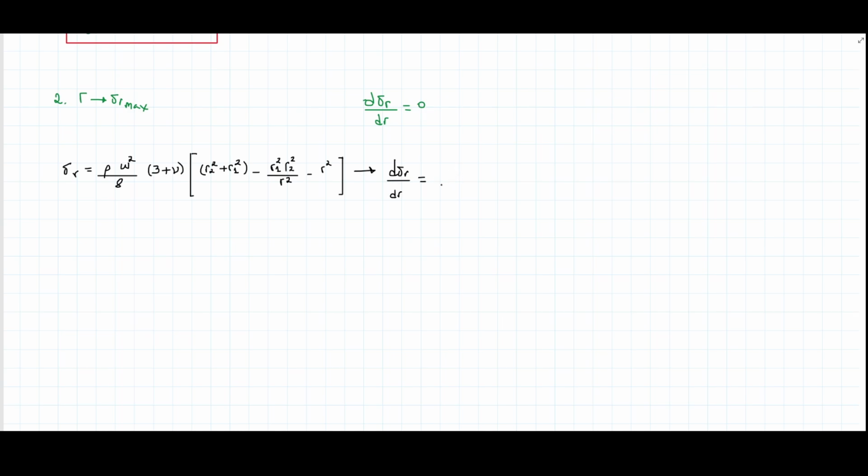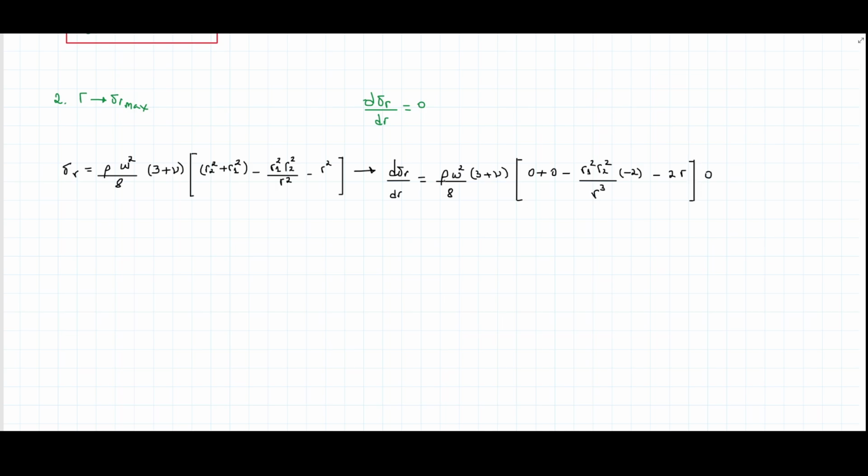That's equal to, well, I said that this term is going to be kept equal, 3 plus the Poisson's ratio, and then the derivative of this. The derivative of the terms in these parentheses are going to be 0 plus 0, because r1 and r2 are constant, so they don't change in this case. And then the derivative of this part, r to the power of -2, we can write down: this is going to be equal to r1 square r2 square divided by r to the power of 3 times -2. And then this is minus, well, 2r. And this should be equal to 0.